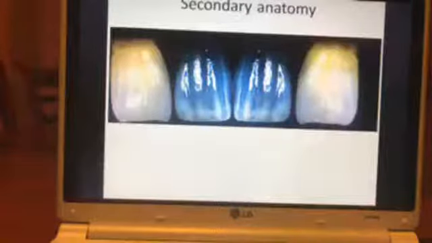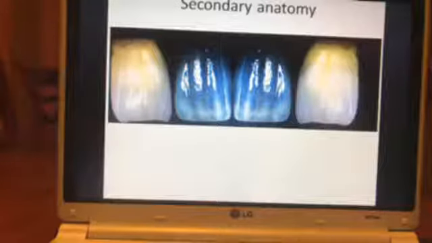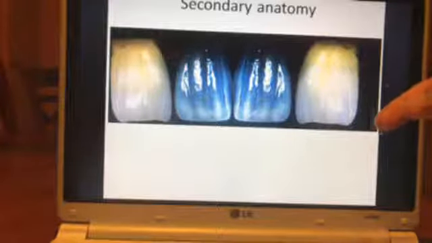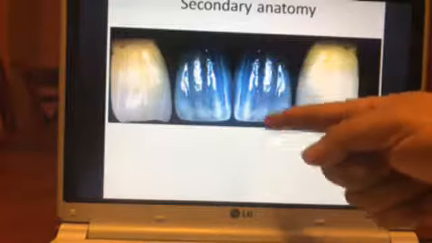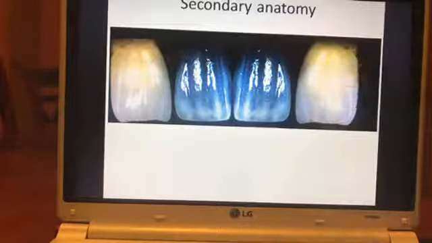The secondary anatomy, as you see over here: after you do your primary anatomy, your outline form, then you do your transitional line angles, then you go for the secondary anatomy. You will make the vertical grooves and lines here according to what you see in the other tooth.